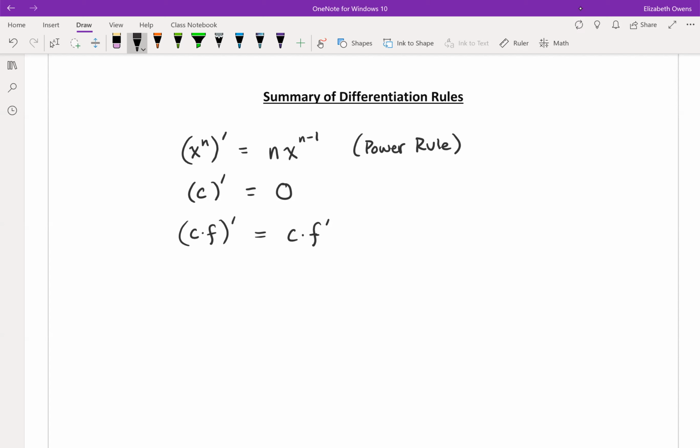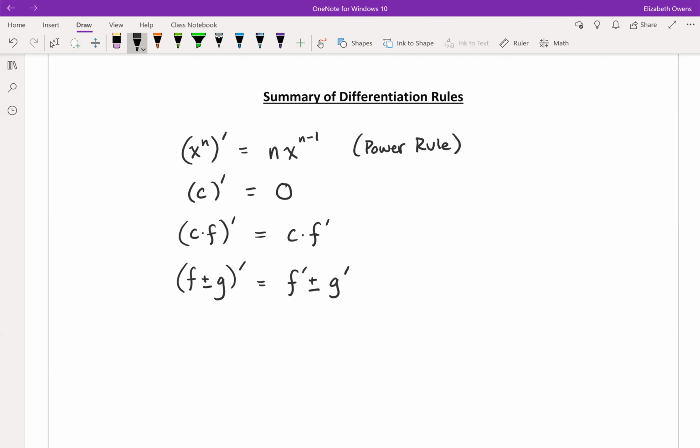c times f prime. Then our other property or properties, kind of 2 in 1 here. This is the sum and difference properties. If you have f plus g, two functions added together, and you take the derivative, you could do the same thing by taking the derivative of each function and adding those together, f prime plus g prime. And then it works the exact same way for subtraction. If it's f minus g prime, same thing as f prime minus g prime. So there's your sum and difference property.